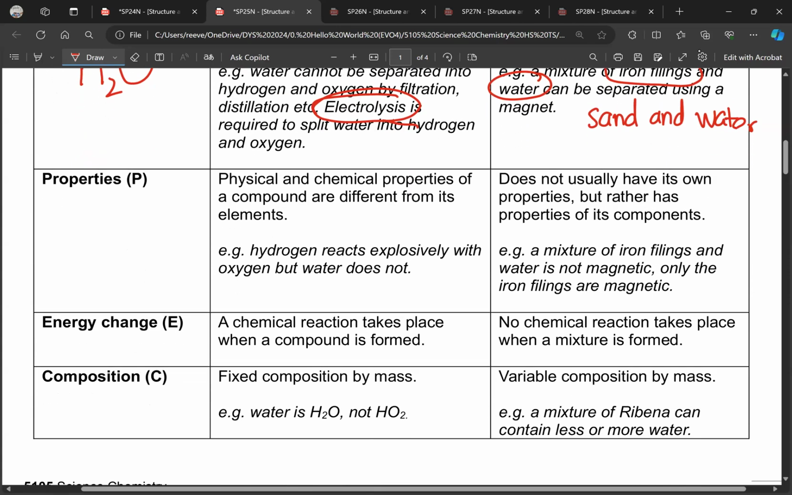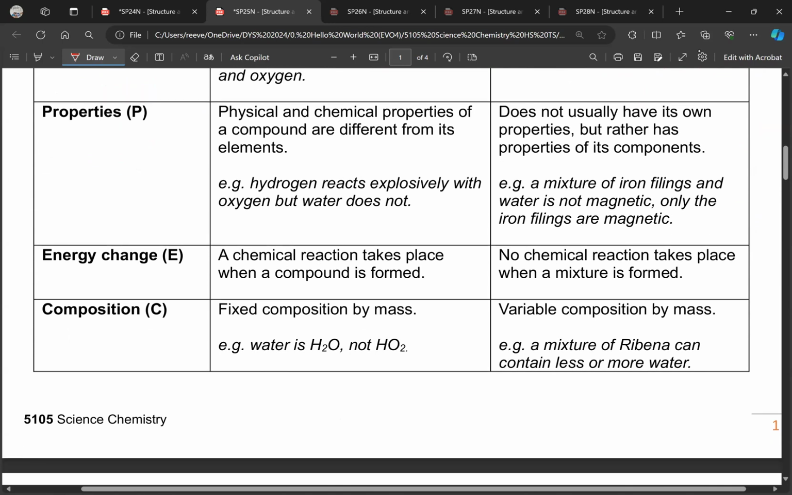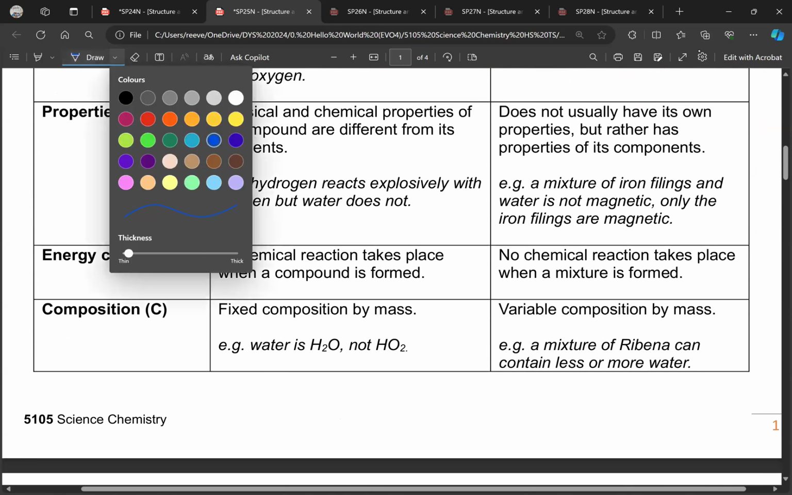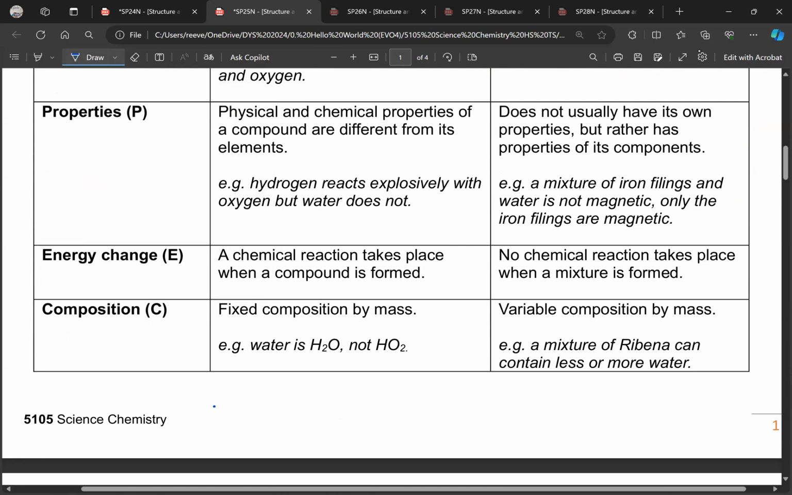Let's move on to the second one. The second one is called properties. If I'm talking too fast, you just pause and rewind the video. P for properties. What do I mean by properties? I have physical and chemical properties. The properties, both physical and chemical, are different in a compound, and similar in a mixture. Let's talk about the compound first. For example, H2O. H2O is a compound. It is called water.